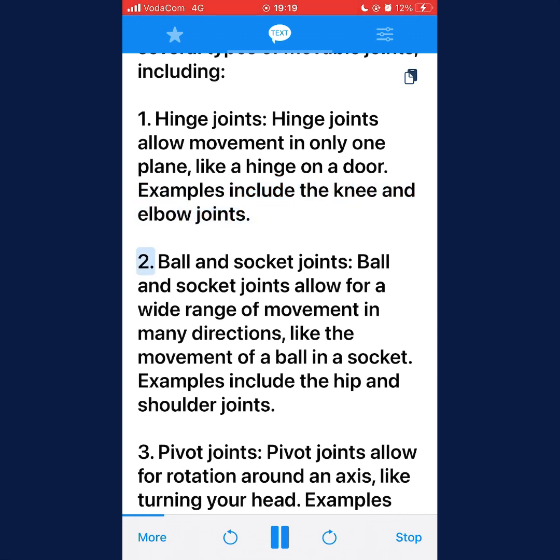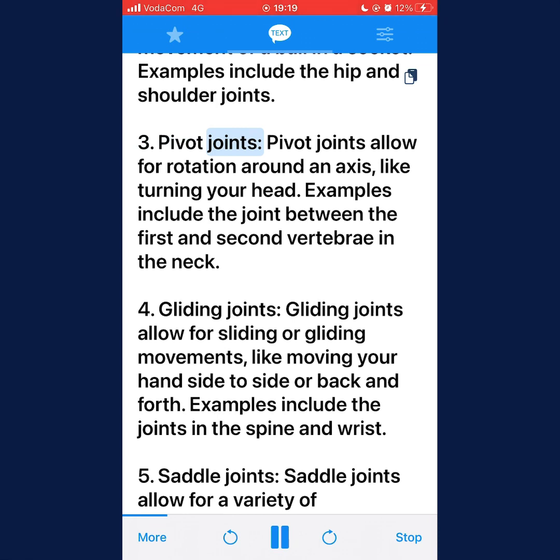2. Ball and socket joints. Ball and socket joints allow for a wide range of movement in many directions, like the movement of a ball in a socket. Examples include the hip and shoulder joints. 3. Pivot joints. Pivot joints allow for rotation around an axis, like turning your head. Examples include the joint between the first and second vertebrae in the neck.